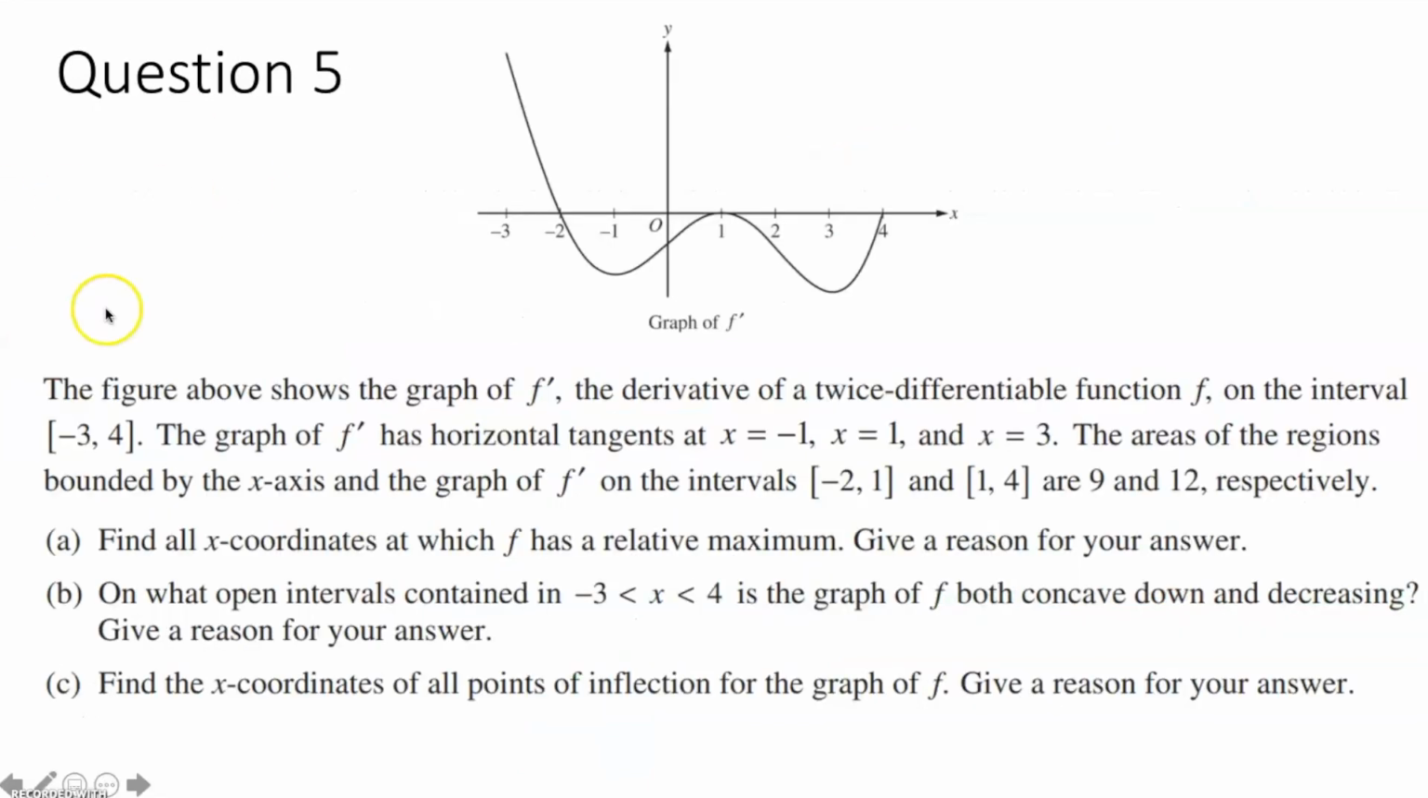Now, question 5 says the figure above shows the graph of f prime, the derivative of a twice differentiable function f on the interval from -3 to 4. The graph of f prime has horizontal tangents at x is equal to -1, x is equal to 1, and x is equal to 3. The area of the regions bounded by the x-axis and the graph of f prime on the intervals from -2 to 1 and 1 to 4 are 9 and 12 respectively.